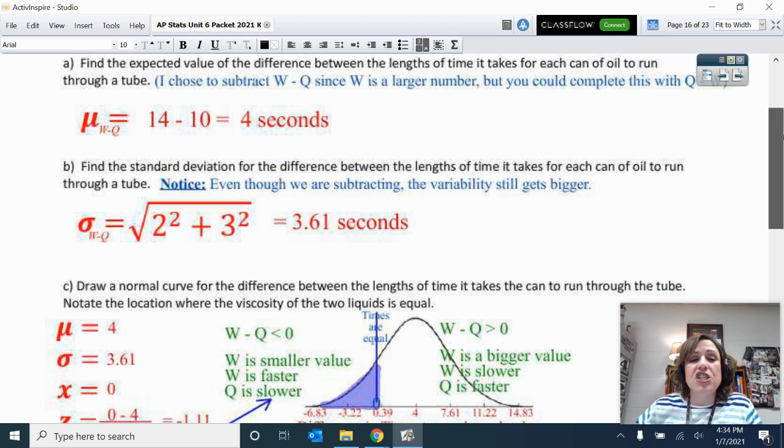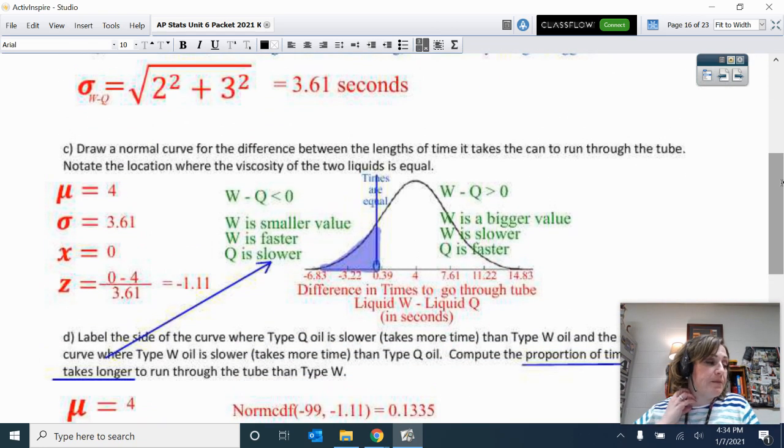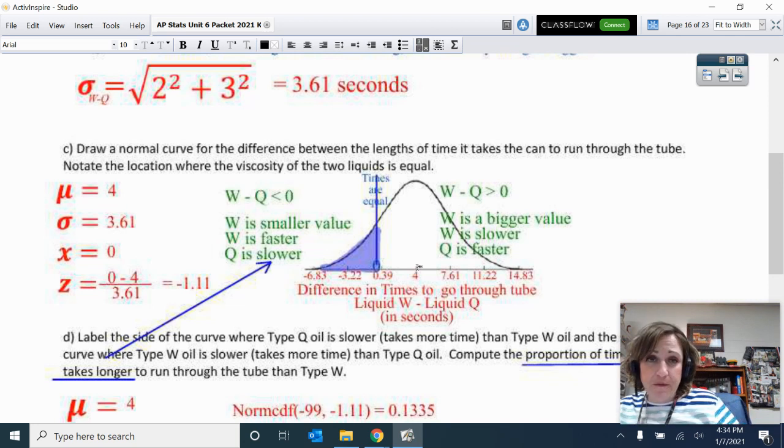All right. So now let's do this. This is important. So here we have the normal model for the difference in their times. So on average, it's 4 seconds. If you had done the other subtraction, you actually will have what I'm showing you, but the mirror image to it. I mean, you would actually have the -4 as the center, and then everything else is also flip-flopped as far as which side you show W and Q is bigger.